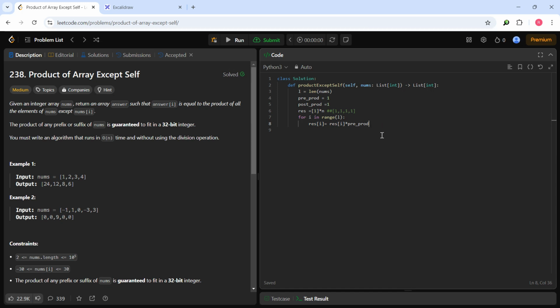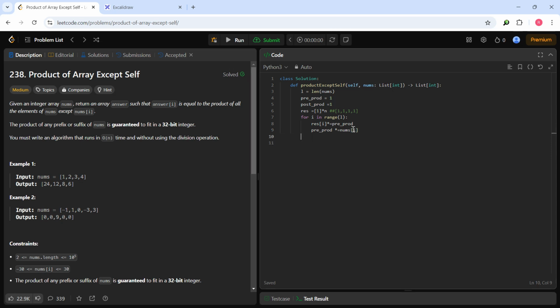For this in Python we have a simple syntax. Instead of writing result at i two times, we can just write result at i times equals pre-prod. And we have to update our pre-prod. Pre-prod times equals what do I have to multiply? The numbers, nums at i. So this is what we have to do in the first loop.